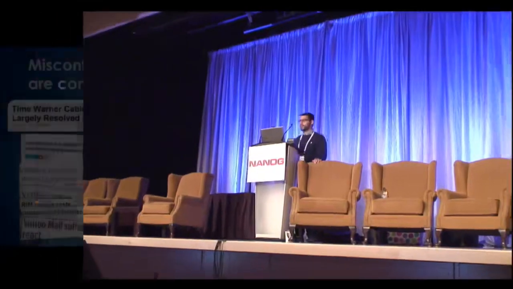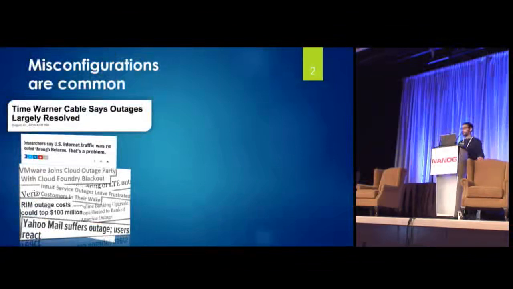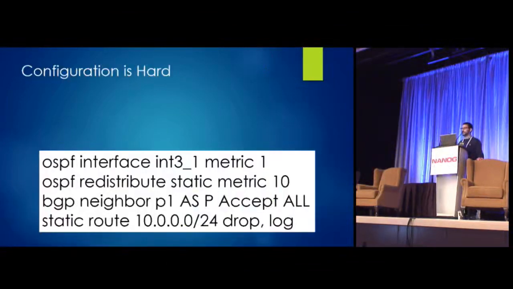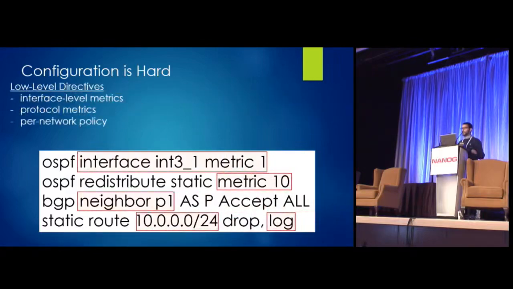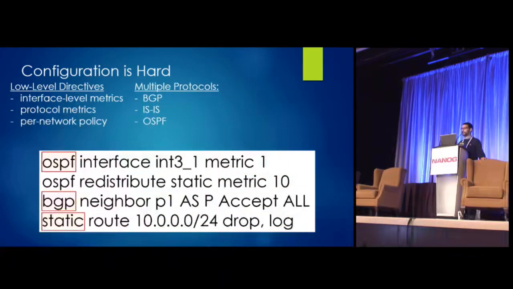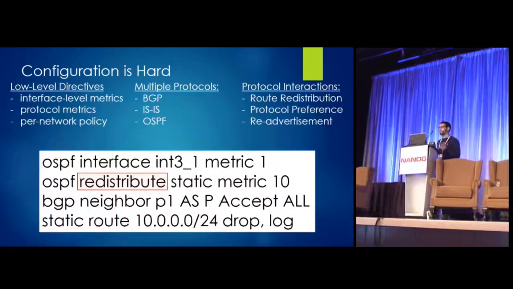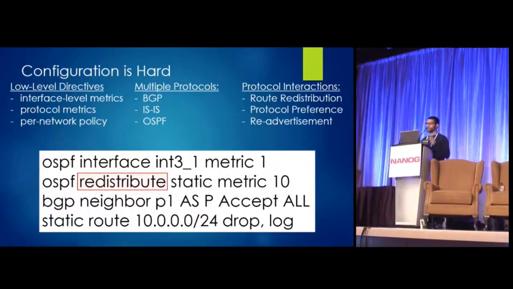So as many of you are probably aware, misconfigurations in enterprise networks are somewhat common, and in the case that they cause outages, they can be very, very expensive. But why do these misconfigurations happen typically? Well, one of the main problems is that when you're writing configurations, you have to specify a number of low-level directives for multiple different routing protocols. And then you also have to model the interactions between all these different routing protocols for mechanisms like route redistribution, administrative distance, BGP readvertisement, and with policy changes, and so on.